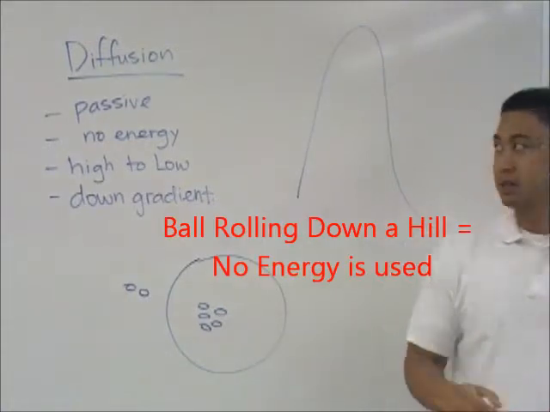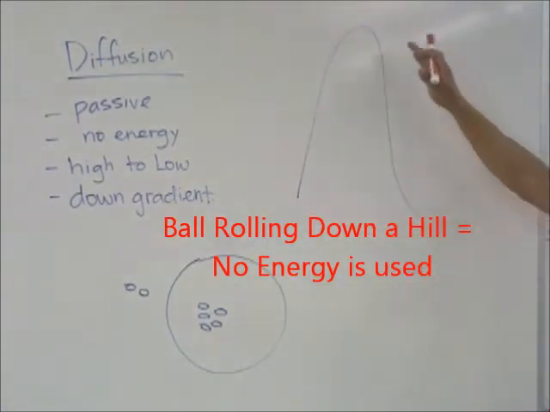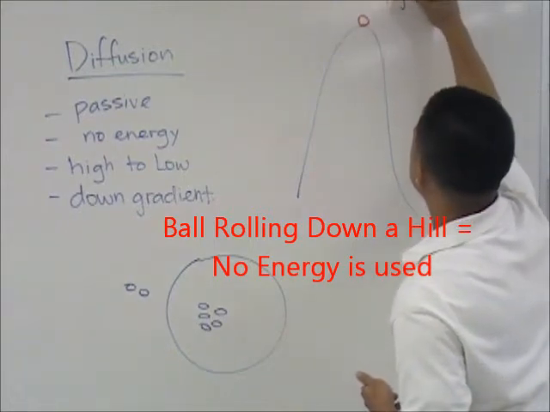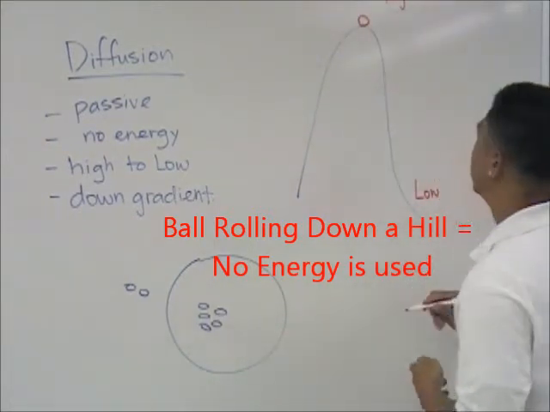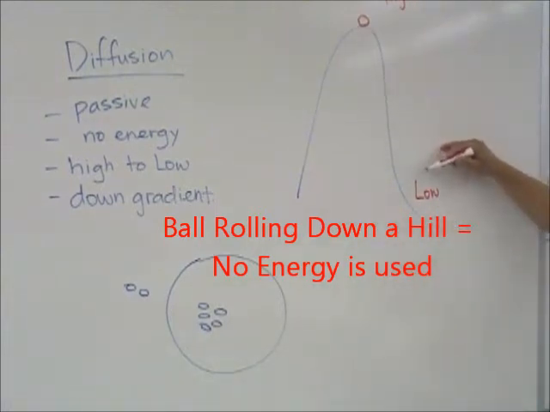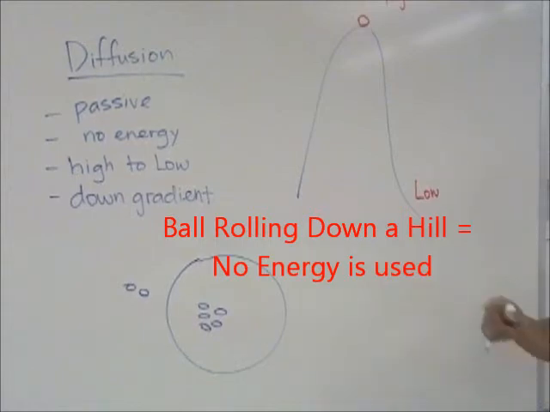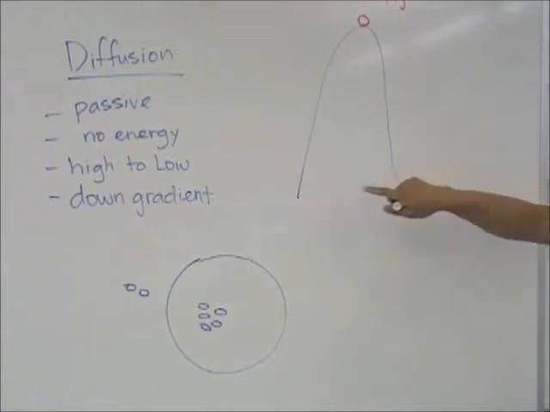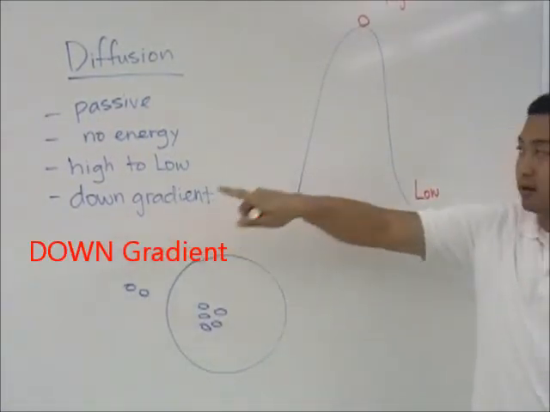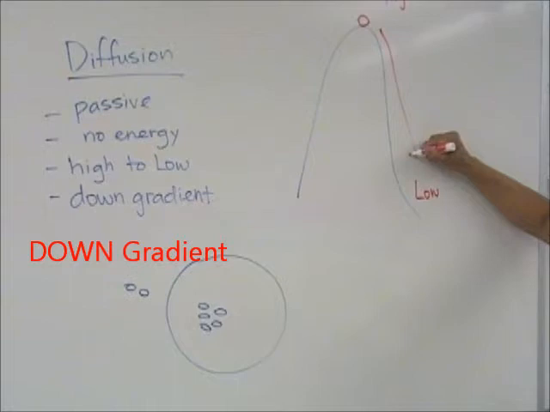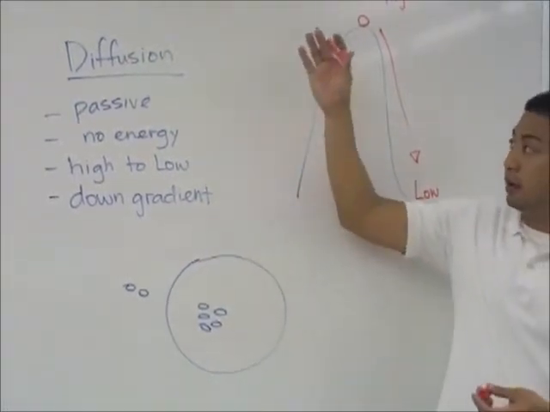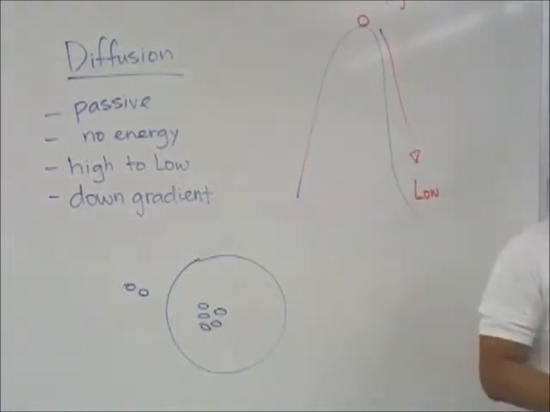My example for this, if you have a hill, pretend this is like a hill, and you have a ball. This is high, and obviously down here this is low. If it rolls down the hill, do you have to use any energy? No, because gravity takes care of that, right? So you go from a high concentration to a low concentration. And you're going down the gradient, which means you're rolling the ball down the hill. So that's like passive diffusion, which is a type of passive transport.